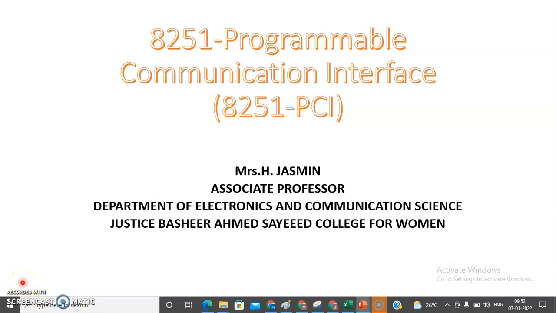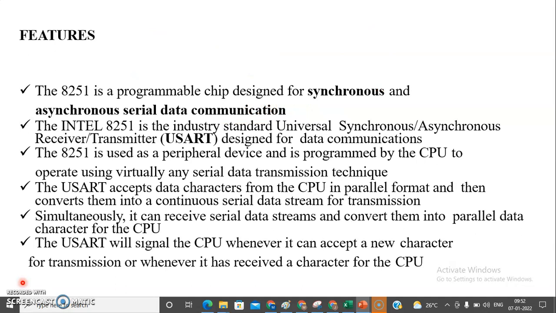8251 is a programmable communication interface. It is in short called as PCI. It is mainly used to transfer the data from microprocessor to any other peripheral which is placed at some distance. It is also called as USART.